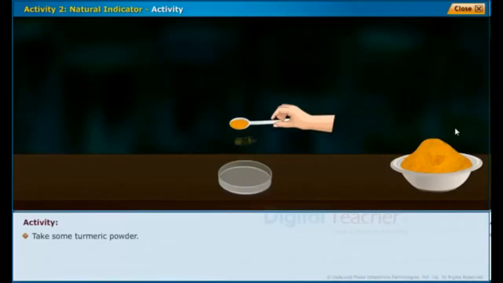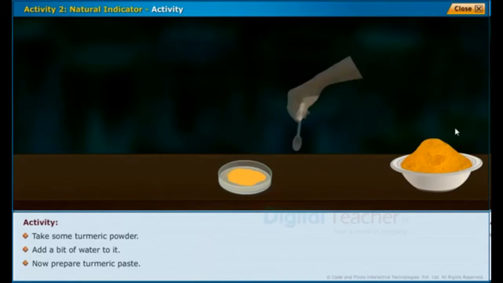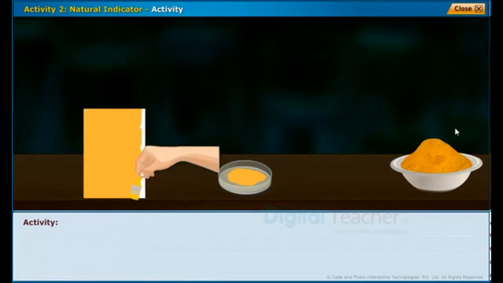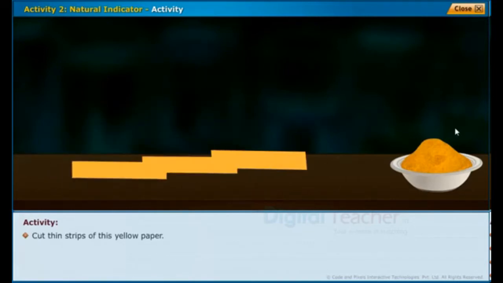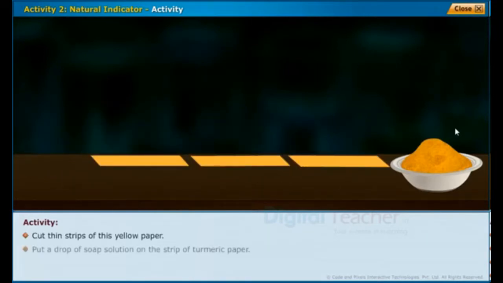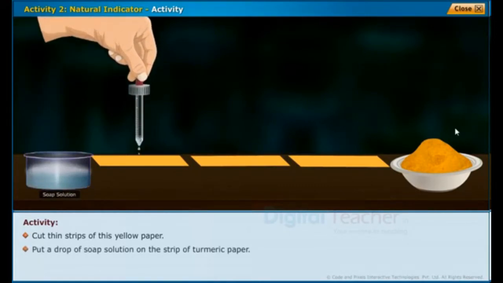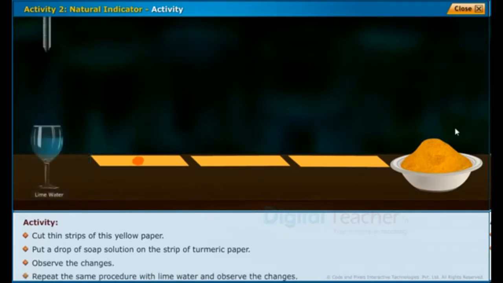Take some turmeric powder. Add a bit of water to it. Now prepare turmeric paste. Rub the turmeric paste on a white paper. Cut thin strips of this yellow paper. Put a drop of soap solution on the strip of turmeric paper. Observe the changes. Repeat the same procedure with lime water and observe the changes.